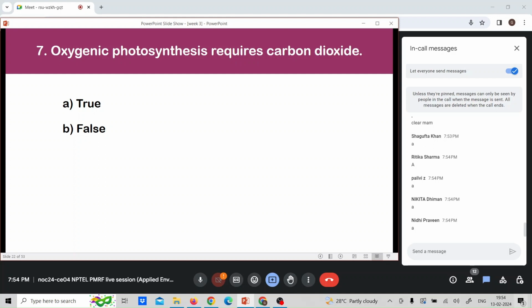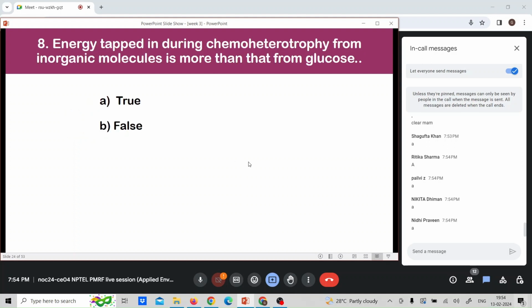Oxygenic photosynthesis requires carbon dioxide because that will be the carbon source when it's going to be autotrophic in most cases. Another easy question.